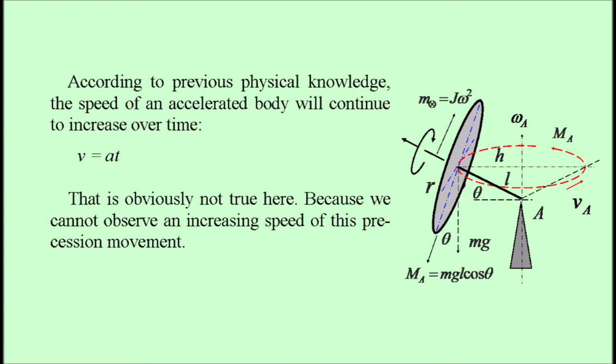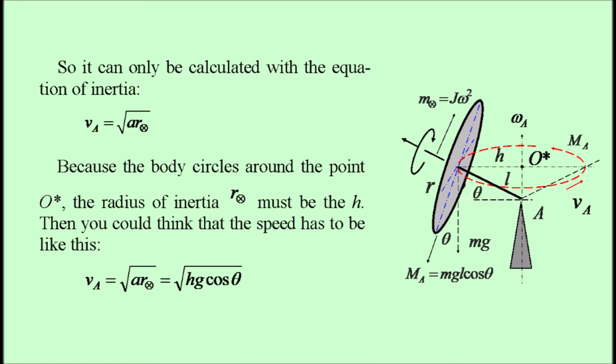According to previous physical knowledge, the speed of an accelerated body will continue to increase over time. That is obviously not true here, because we cannot observe an increasing speed of this precession movement. So it can only be calculated with the equation of inertia. Because the body circles around the point O*, the radius of the circle must be h. Then you could think that the speed has to be like this. But that's not true.